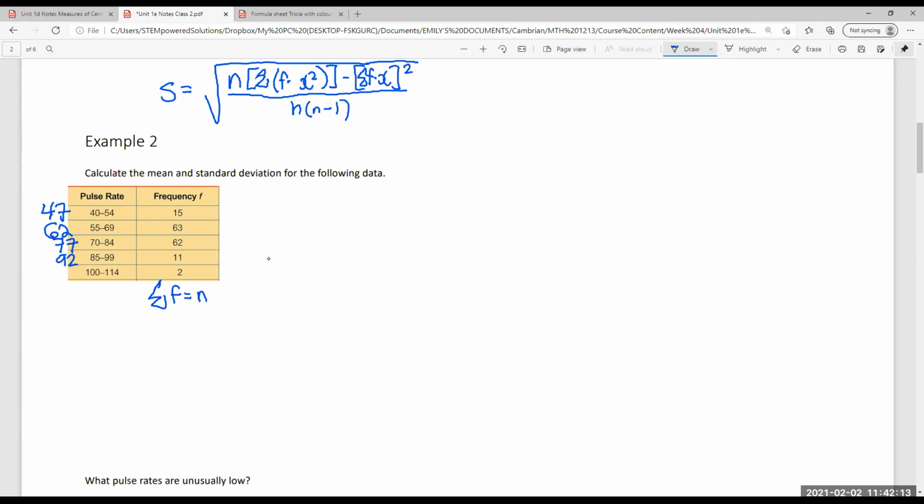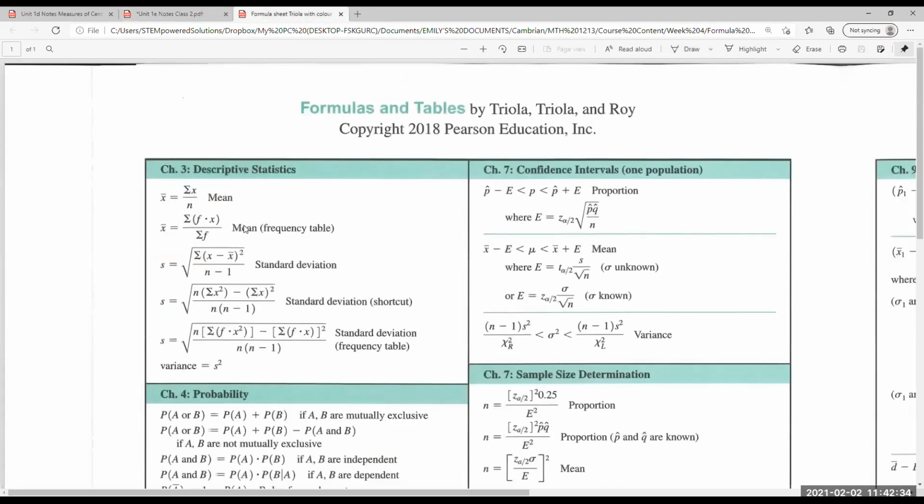100 plus 114. Oops. 100 plus 114 equals 214. Divide by 2 equals 107. So first we need to find the midpoint, which is x. So that's how we would start solving for the formula.